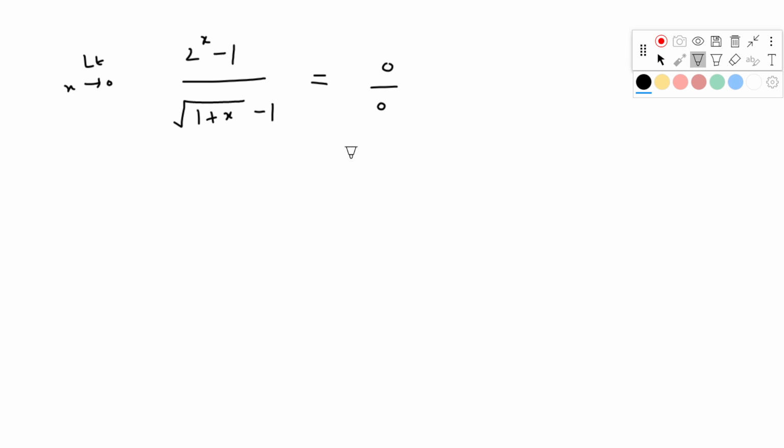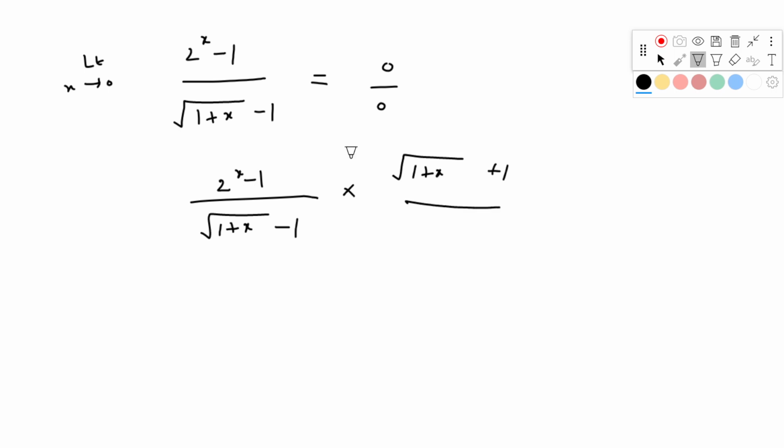How can you rationalize the equation? Simple. 2 power x minus 1 over root over 1 plus x minus 1. Now you have to multiply and divide with just the positive sign. Here the minus sign is there, so you have to multiply and divide with the positive sign. That is nothing but rationalizing the equation. So root over 1 plus x plus 1 over root over 1 plus x plus 1 again. Okay, so this is the first step.